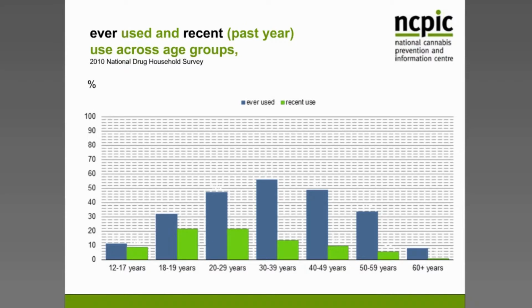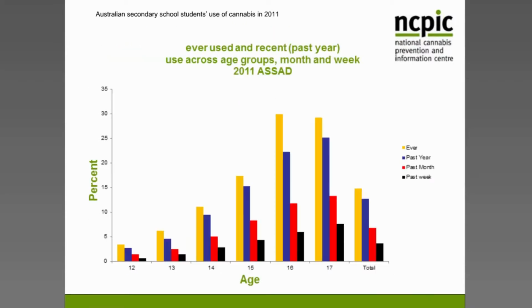So I wanted to look specifically at young people, and I got some stats from the Australian secondary school students survey, 2011, and that's the way it looked. Now, when I added it all up, I found that 85% of kids between 12 and 17 never used, but that meant that 15% did. 15% of kids between 12 and 17 used cannabis.